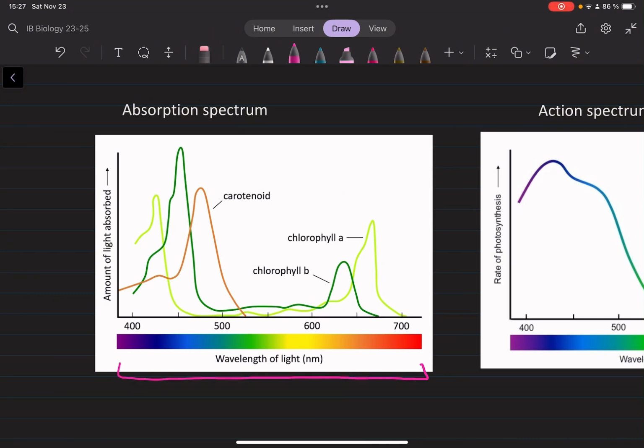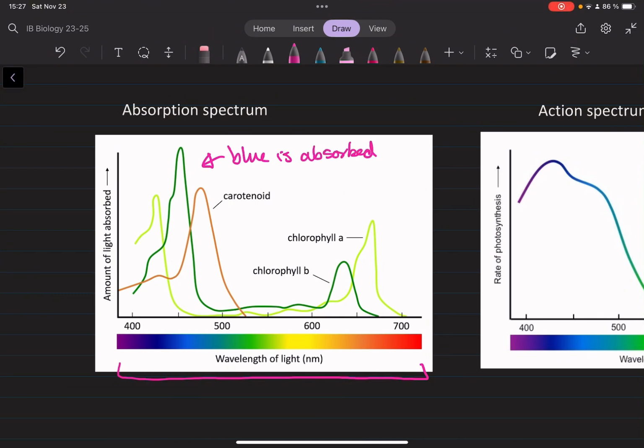So leaves, I mean, here you've got different pigments in the leaves that absorb different amounts of colors, lights, I guess, but there is clearly a trend here where blue is absorbed the most.